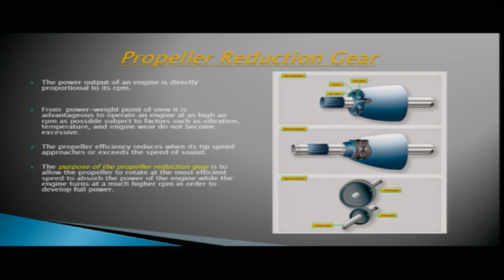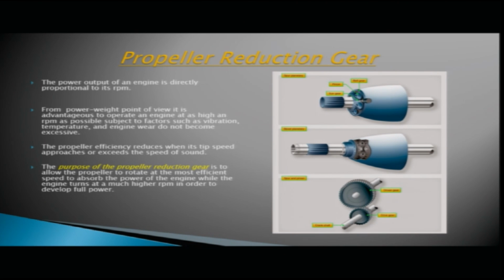So, from a power to weight point of view, the more the RPM, the more power we get. But again, it is subject to some factors like vibration, temperature and engine wear. The propeller efficiency reduces when its tip speed approaches or exceeds the speed of sound.